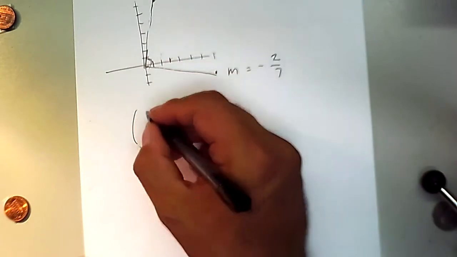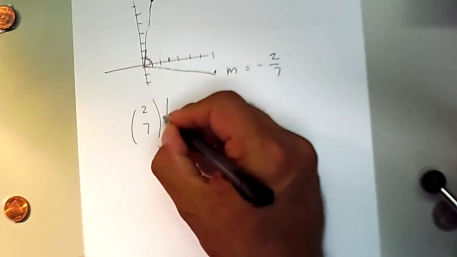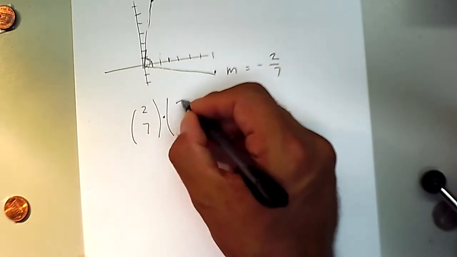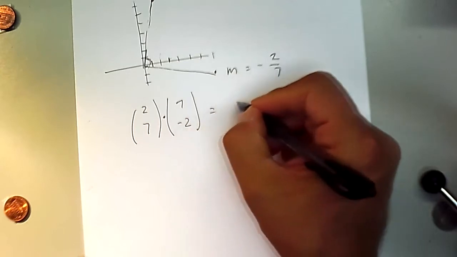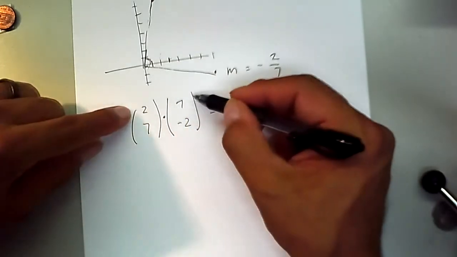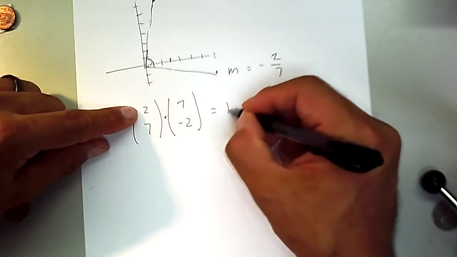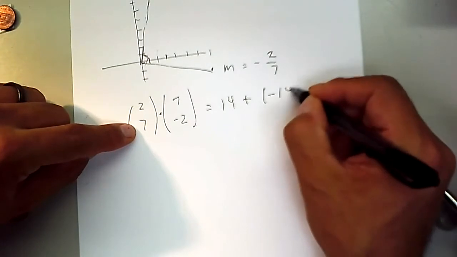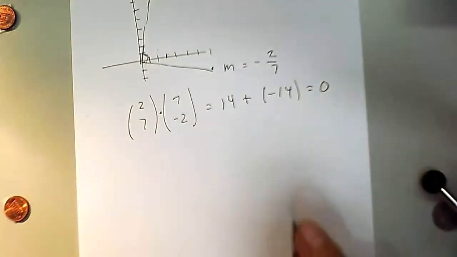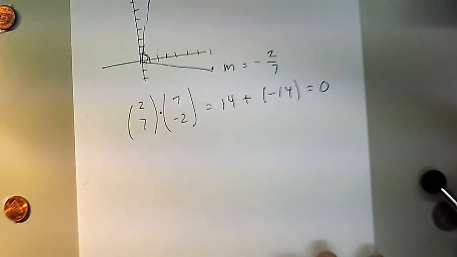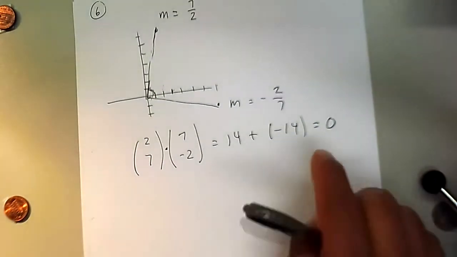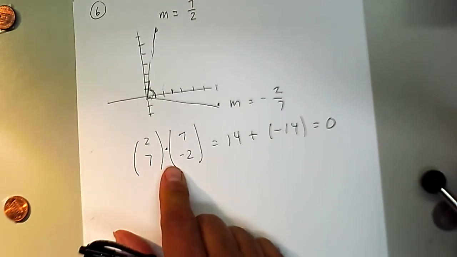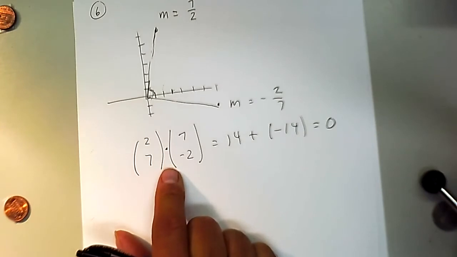So this vector is 2, 7. Dotted with this vector, 7, negative 2, that is going to be 14. 2 times 7 is 14, plus 7 times negative 2 is negative 14, and that is 0. And that is no coincidence. Every time you get 0 in the dot product of two vectors, the two vectors have to be perpendicular to one another.